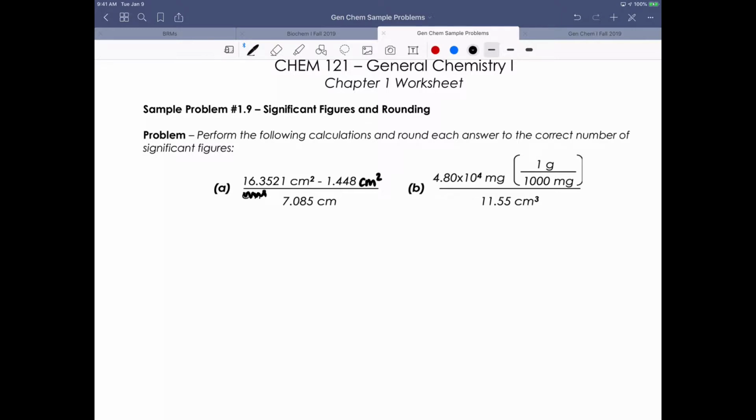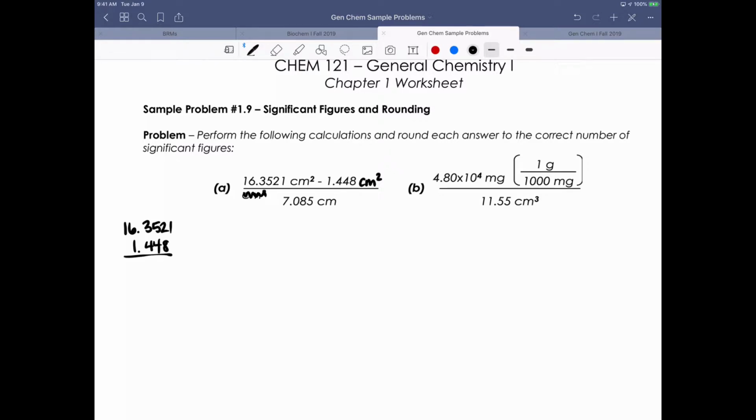This first problem involves both subtraction and division. So order of operations, we need to do our subtraction first. So we need to take 16.3521 and subtract 1.448. So you don't need to do this, but I want to show you here why we end up with the right number of significant figures for this first answer.